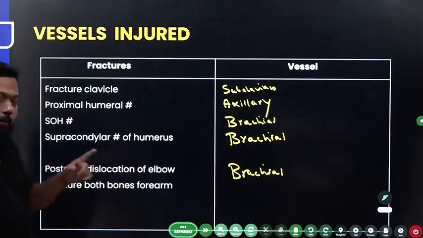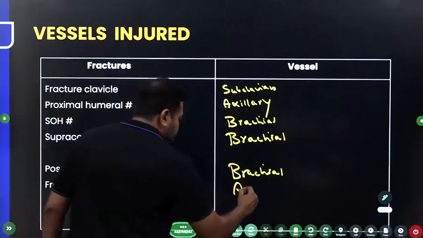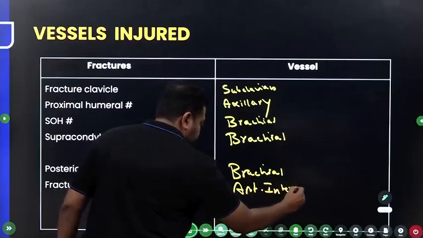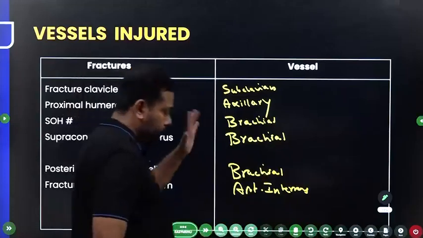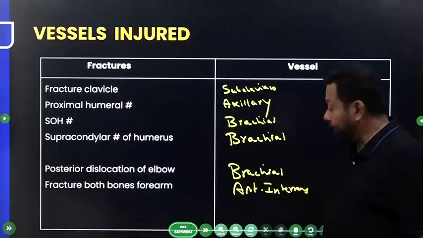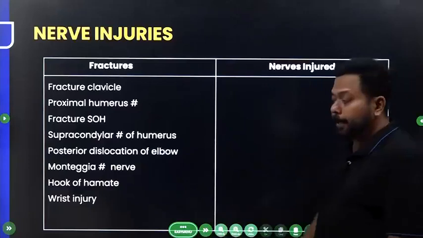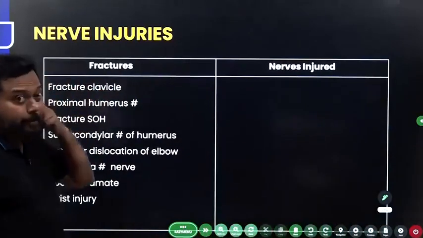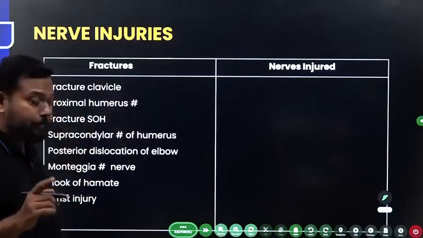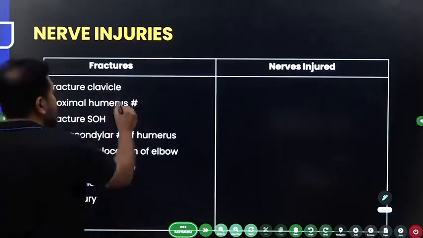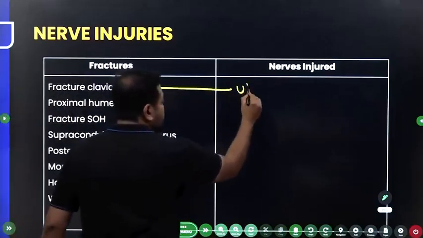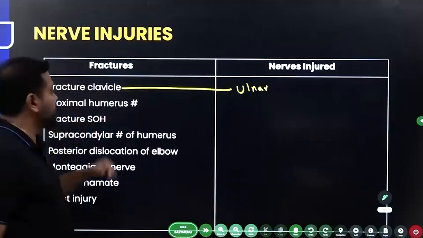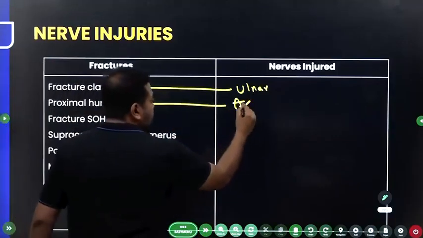Fracture both bone, most common vessel that is damaged is anterior interosseous. Anterior interosseous vessel. Okay, so these are the most common vessel damages in upper limb trauma. And coming to nerve, most common nerve damaged in fracture clavicle, most of the books are giving medial cord of brachial plexus. I told you that's not enough. Should be very specific. Ulnar nerve. Most common nerve damaged in proximal humerus is axillary nerve.